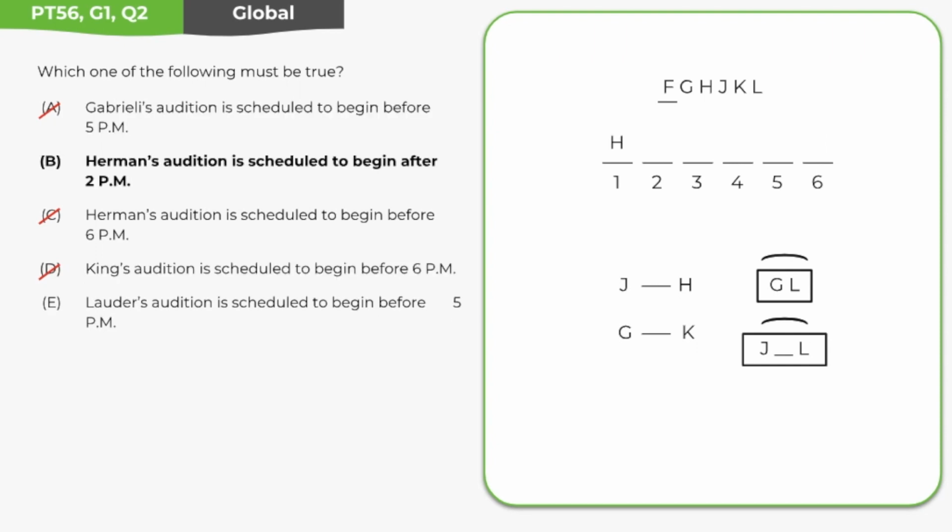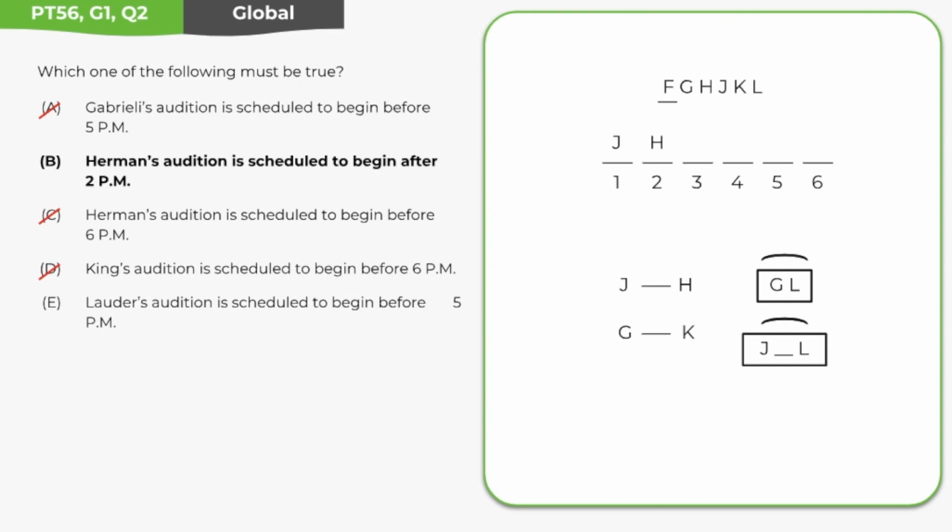So if we put H into the first position, we're trying to test whether it must be true that H is scheduled to begin after 2. If we could make H work in either the first position or the second position, then we could eliminate answer choice B. If you put H first, this is going to make it very difficult for J to precede H according to the first rule. So let's try putting H second. If we put H second, then J has to go in front of it, so J will go first.